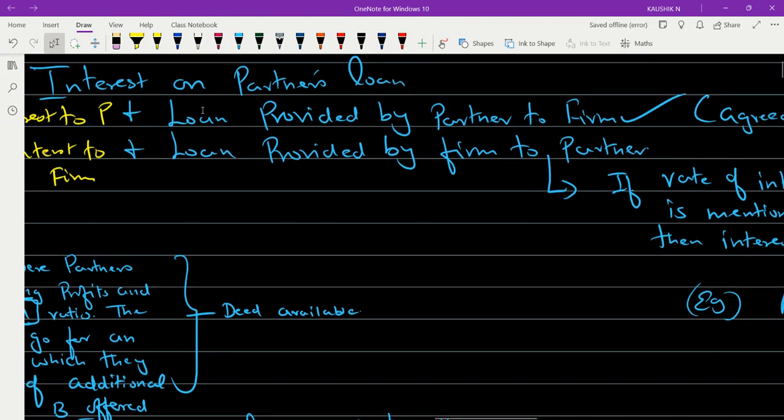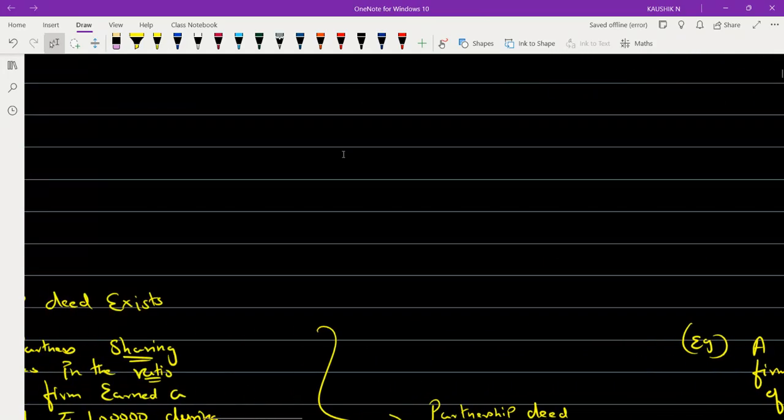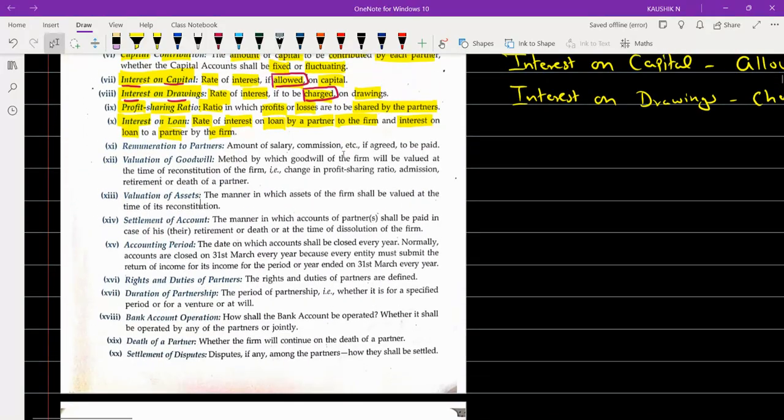Interest on partner's loan. Okay, for both of them, what do you need? You need to have the interest. So that is what we have mentioned here. In this particular context, we are mentioning very clearly that interest on a partner's loan must specify whether it is a loan by firm to partner or loan by partner to firm. Mention the interest. Interest on the loan by a partner to the firm, and interest on loan to a partner by the firm. Whatever the type of loan, mention the interest on those loans.